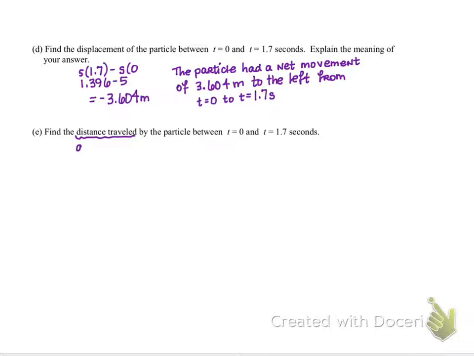Okay, find the distance traveled, which is all movement. So that's the example where if I walk to HEB and back, I have walked a mile. Even though displacement-wise, because I started and ended at the same point, there's no displacement in the HEB example. So we need to account for our movement to the left and our movement to the right.